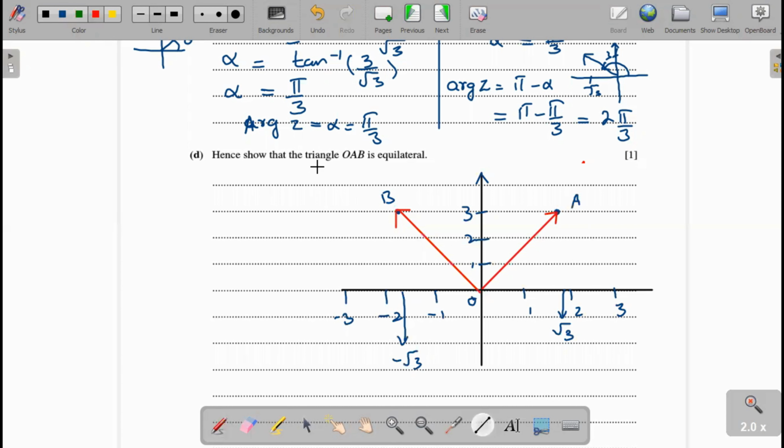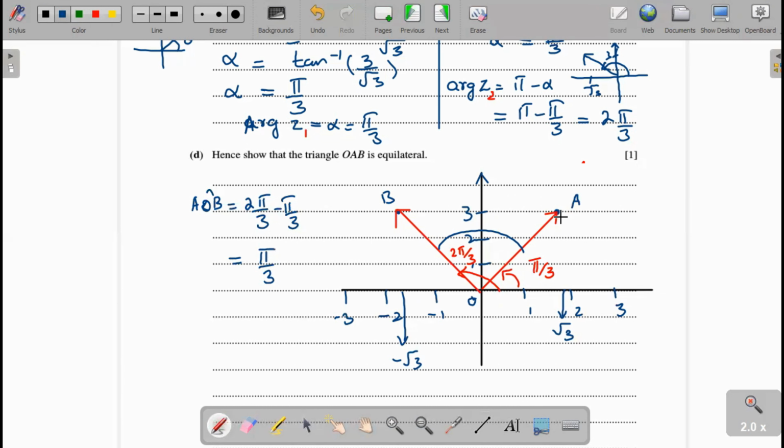Now you see the argument of Z1, this is the argument of Z1, this is the argument of Z2. The argument of Z1 is pi over 3. The argument of Z2, this angle, is 2 pi over 3. Now the angle AOB will be equal to 2 pi over 3 minus pi over 3. Therefore we can write it, the angle AOB will be equal to 2 pi over 3 minus pi over 3. You see here that's equal to pi over 3.